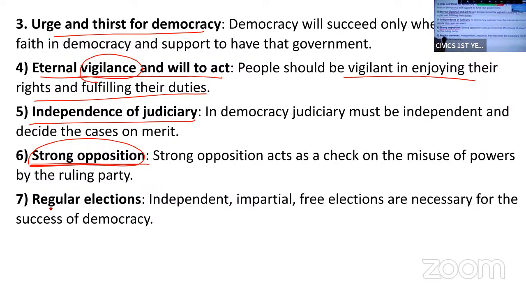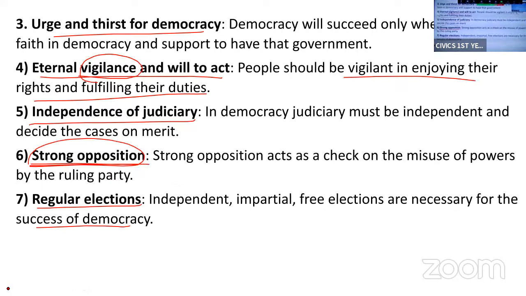The next is regular elections. Okay, independent, free and fair elections should be conducted regularly for the success of democracy. If elections are not conducted, then we can't say that it is a democratic country. So regular elections should be conducted.